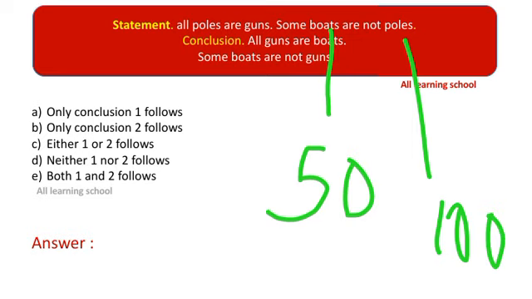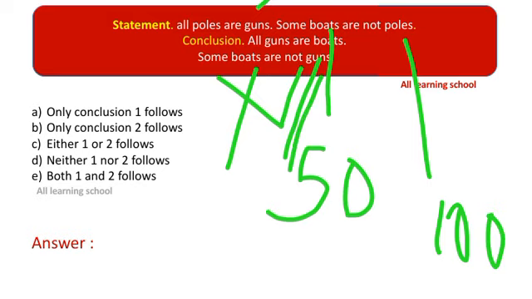So now we will solve the second conclusion with this case. Some boats are not guns. Here some not income will be assigned. Here the expense of boat will be 50, the expense of gun will be 100, but according to the statement the income of gun is 50, and here the expense of gun is 100. As expense is more than income, it will be wrong. Expense could never be more than income.